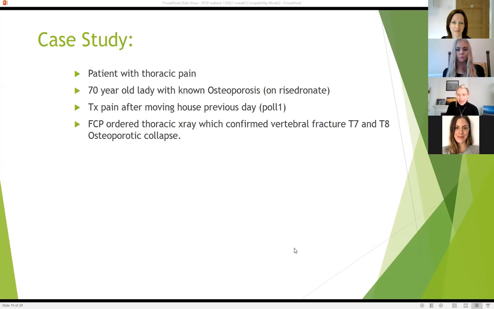But the next bit is that I called to discuss the results with her, and the pain had moved. Pain was no longer in her thoracic spine, but it had moved from her thoracic spine to her breast. And she also reported weight loss. Okay, so now I want you to think about what you would do next at this point. So this is where I want you to answer question number 2.